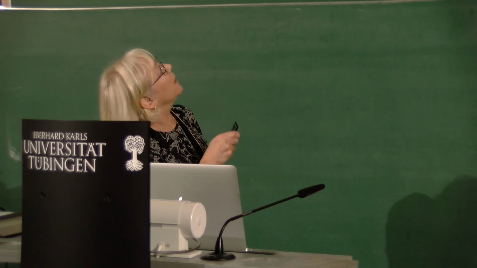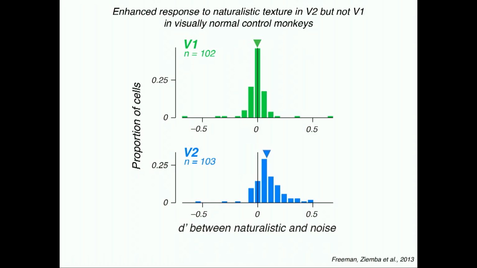I'll skip a lot of the background. He already showed you that neurons in area V2 will discriminate the natural image statistics in comparison to first-order statistics, but neurons in V1 do not, and that's the profile that we're going to look for in infant V2.